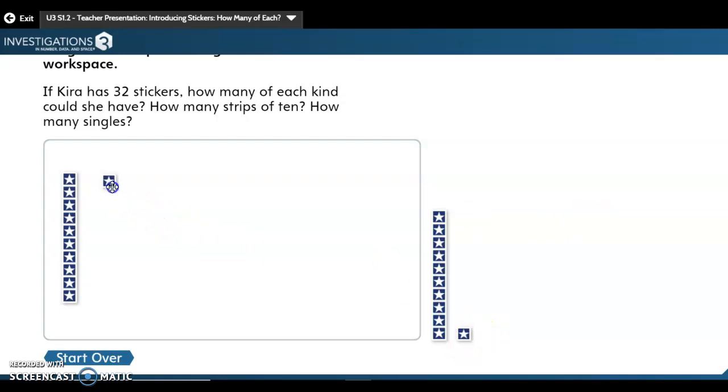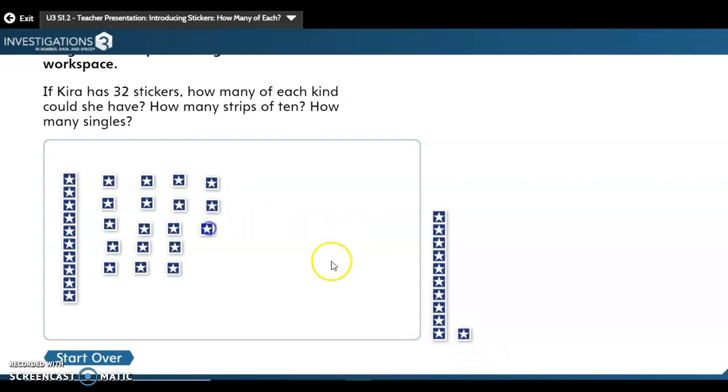So 10, 11, 12, 13, 14, 15, 16, 17, 18, 19, 20, 21, 22, 23, 24, 25, 26, 27, 28, 29, 30, 31, and 32.